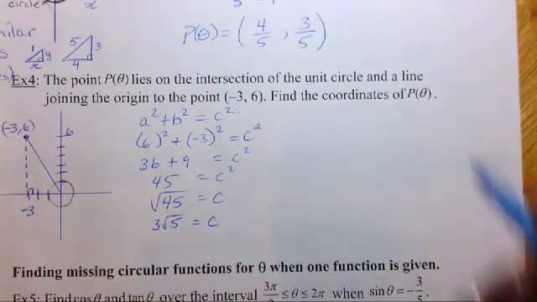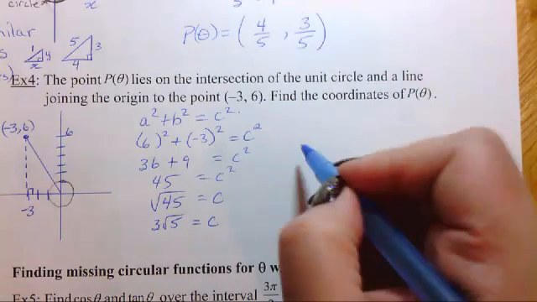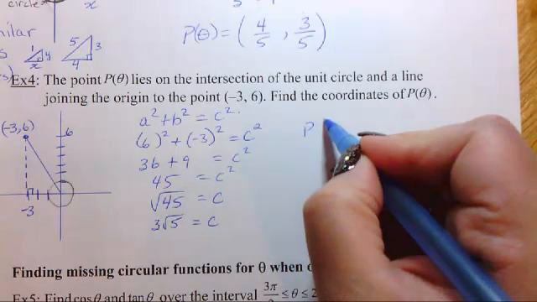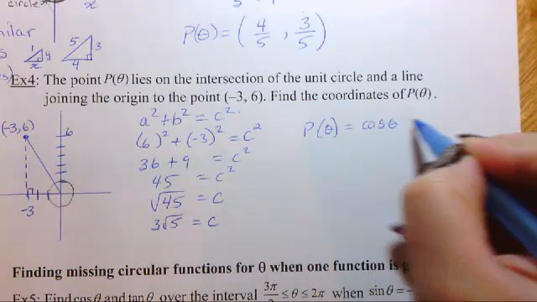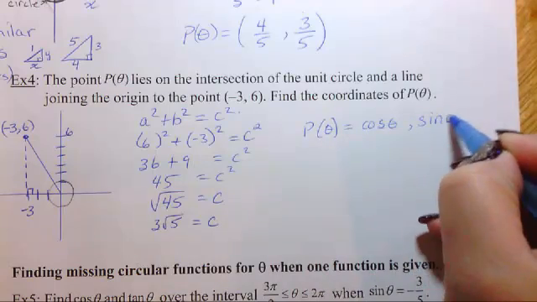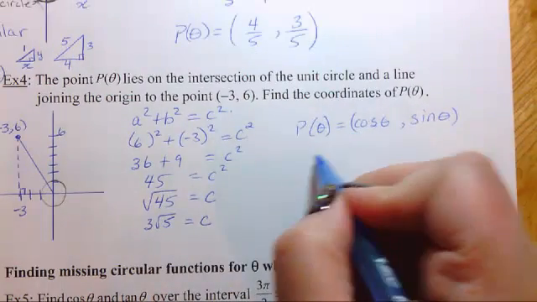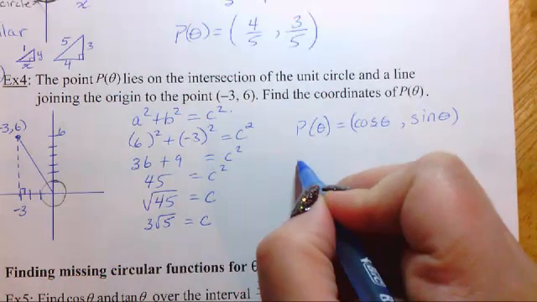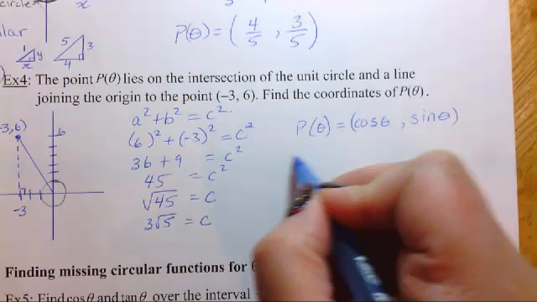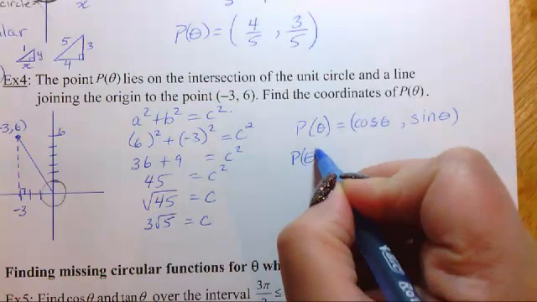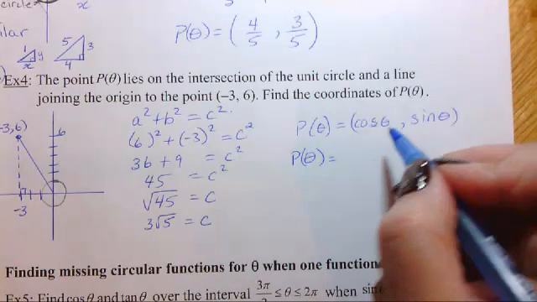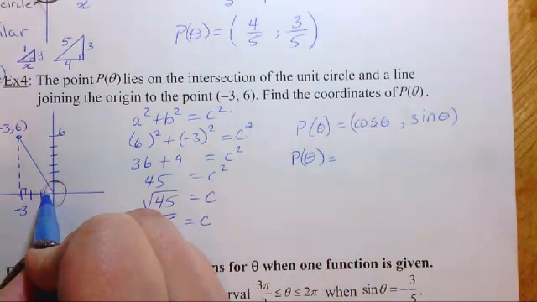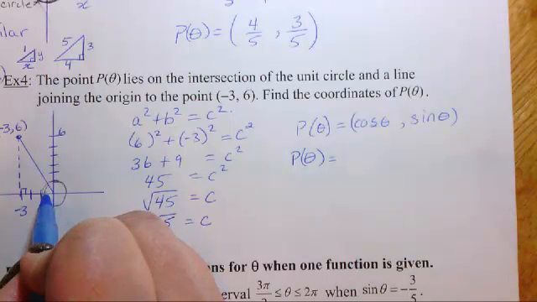Okay. Now we've got to write it in our p theta form: cos theta and sine theta. Okay, so now we can do, let's see here. So this is adjacent over hypotenuse. So this is my triangle that I'm looking at.